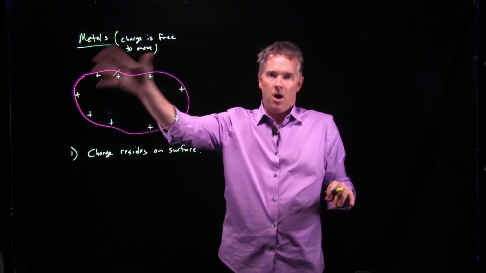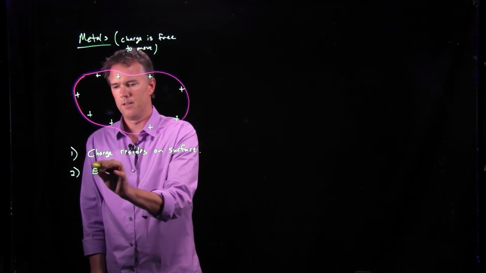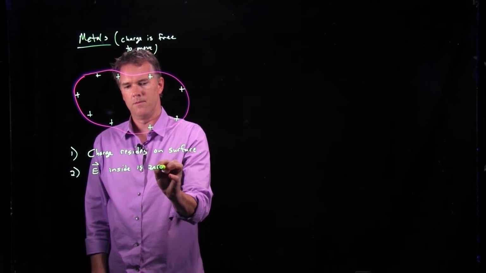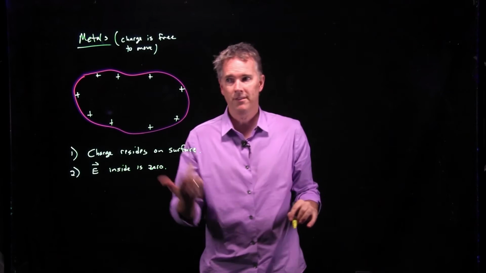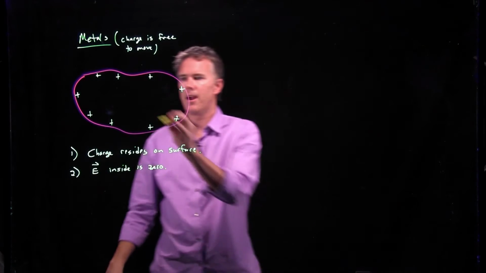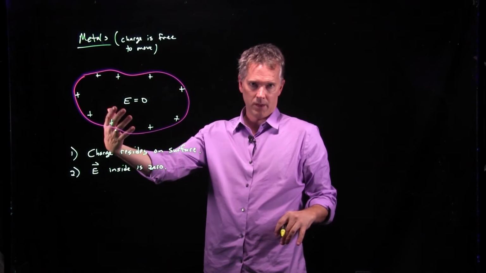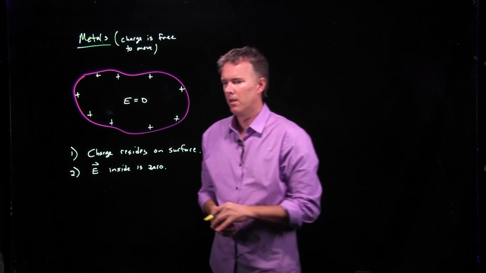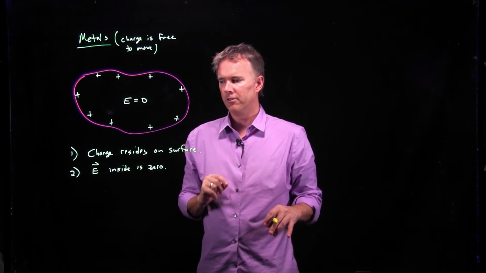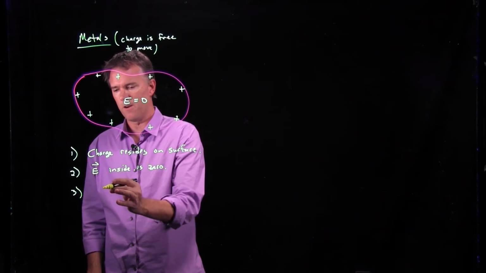If all the charge is on the surface, then the E field inside is zero. Why is it zero? Because if it wasn't zero, then charge would still be moving. The E field in here has to identically be zero everywhere inside the conductor. This is, of course, in the static equilibrium case. All right, so we've got two rules about metals, conductors so far. Charge resides on the surface. The E field inside is zero.